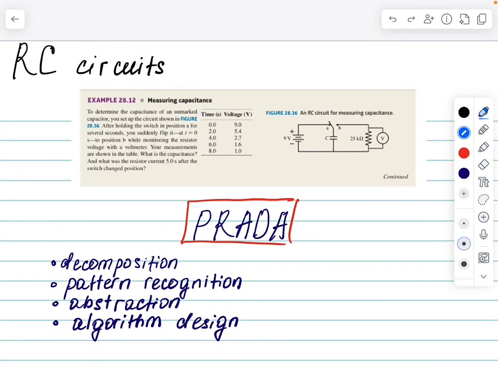Hello, and today I will solve one physics problem on RC circuit in direct current using the computational thinking approach. And I will explain my solution using the PRADA steps. First is decomposition, pattern recognition, then abstraction and algorithm design. And also I will use graphs to support my explanation.